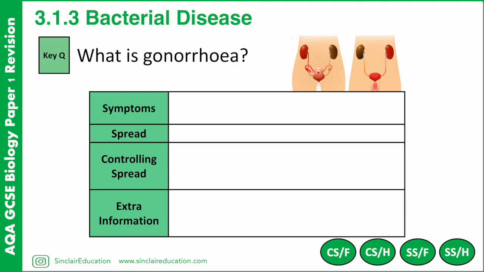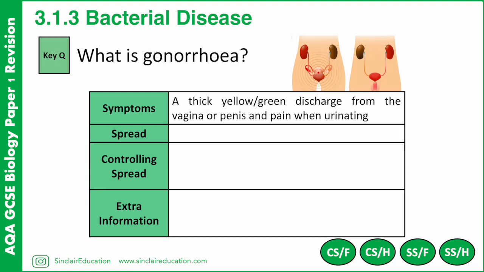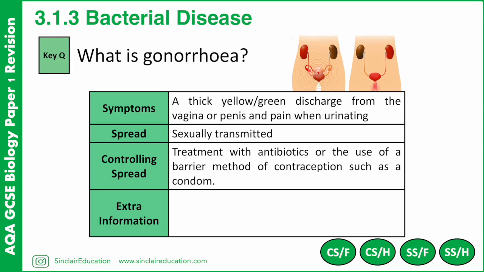Gonorrhea is another bacterial infection. Now with this one, it causes a thick yellowy greeny discharge from either the vagina or penis, and also you're going to have pain when urinating. And this one's spread through sexual contact. In terms of controlling spread, this is down to using barrier methods of contraception to prevent the spread from one person to another, but also we do have antibiotics that can treat this infection, so if someone is suffering from the infection, they should have an antibiotic course of medication to clear the infection up.